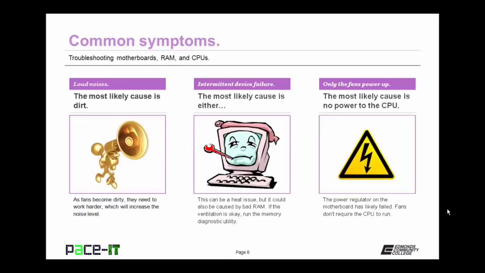How about when your fans spin, but there's no power to other devices? Well, then your most likely cause is that there's no power to the CPU. This is caused when the power regulator on the motherboard has gone bad. That's because the fans don't require the CPU to run, where every other device really does require the CPU to have power.